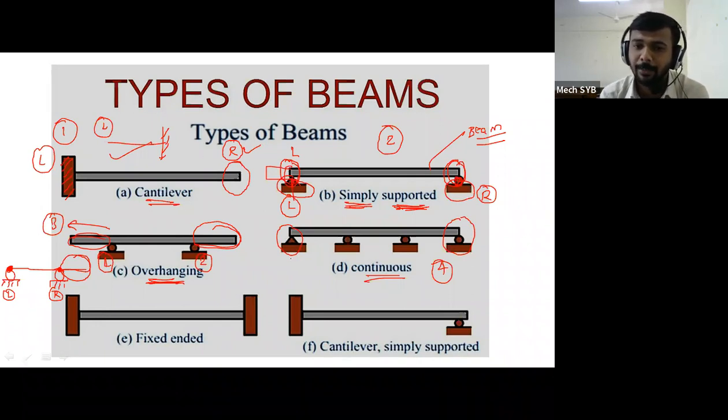So at the left side, this is support number 1. Then this is support number 2. This is support number 3. And at the right side, this is support number 4. That means the beam which is rest on more than two supports, म्हणजे 2 पेक्षा जास्त जर सपोर्ट एका बीमला दिलेले असतील तर that beam is called a continuous beam.